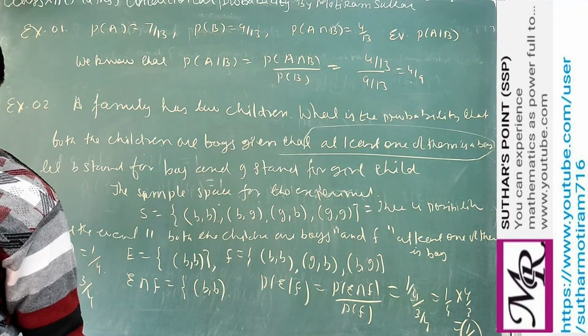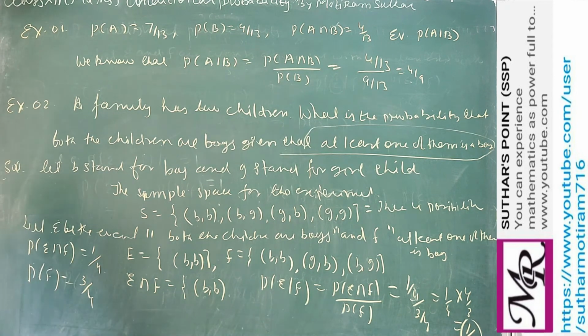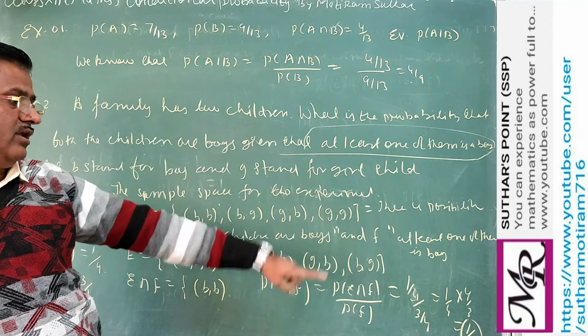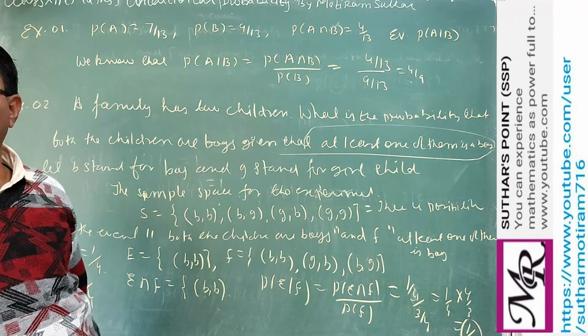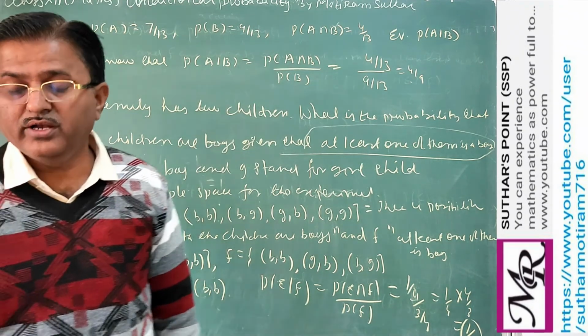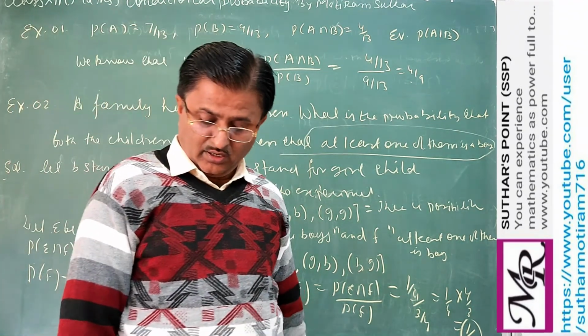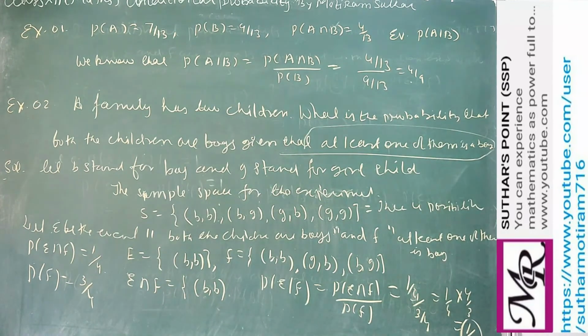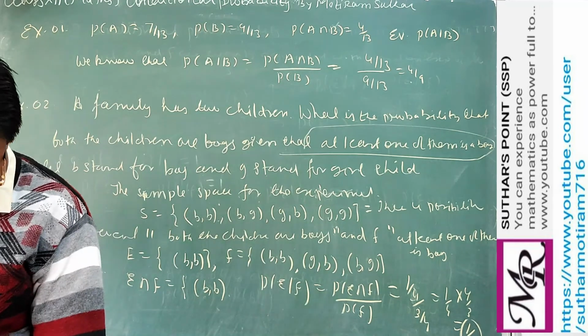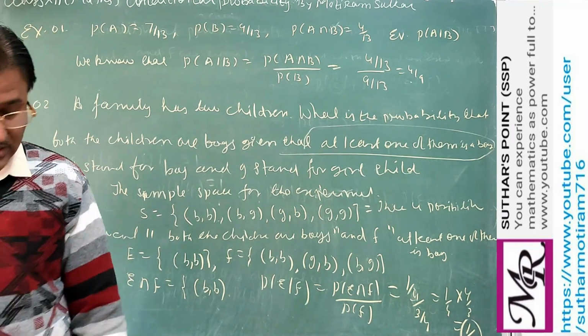So in this way one can get the value as 1 by 3. This is the probability that the two children are boys, if it is given that at least one of them is a boy. So in this way one can find the probability or conditional probability, which is very important. Clear? Then you have some more problems that we will see next time.